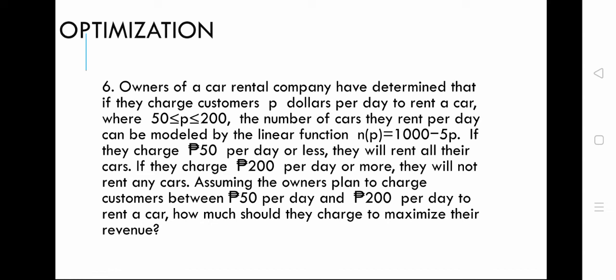given a variable P dollars per day to rent a car, where there is an interval 50 is less than or equal to P, and P is less than or equal to 200, the number of cars they rent per day can be modeled by the linear function N of P is equal to 1,000 minus 5P. If they charge 50 pesos per day or less, they will rent all their cars, and if they charge 200 pesos per day or more, they will not rent any cars.